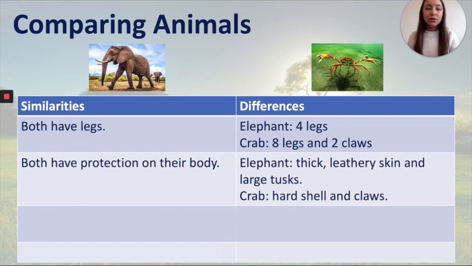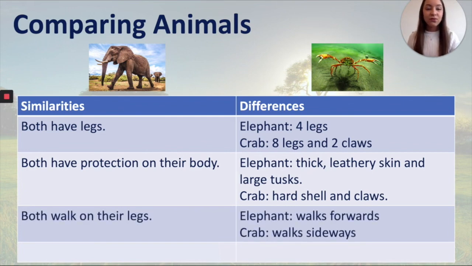They both also have protection on their body, but the elephant's protection is its thick leathery skin and also its really big tusks either side of its trunk, whereas the crab's protection is his hard shell and also his claws.